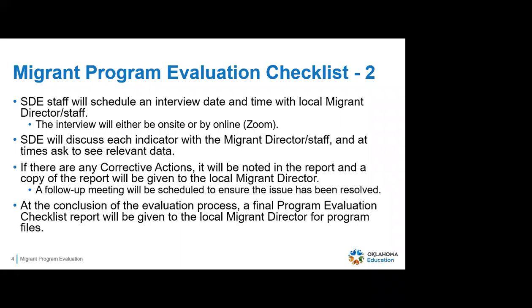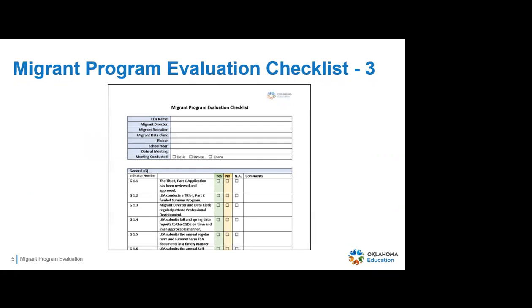The SDE will discuss each indicator with the migrant director or staff, and will at times ask to see relevant data. If there are any corrective actions, they will be noted on the report, and a copy of the report will be given to the local migrant director, and then a follow-up meeting will be scheduled to ensure the issue has been resolved. At the conclusion of the evaluation process, a final program evaluation checklist report will be given to the local director for the program files. So you'll get the feedback then. So here's what the form looks like.